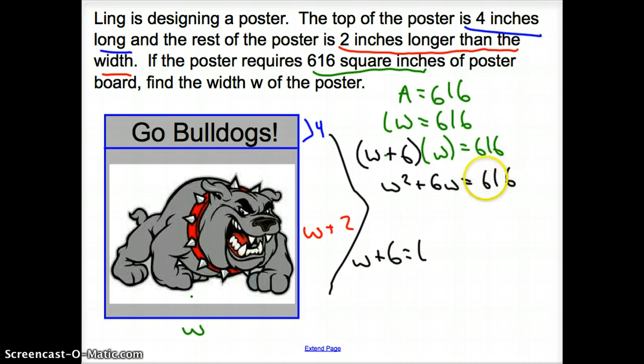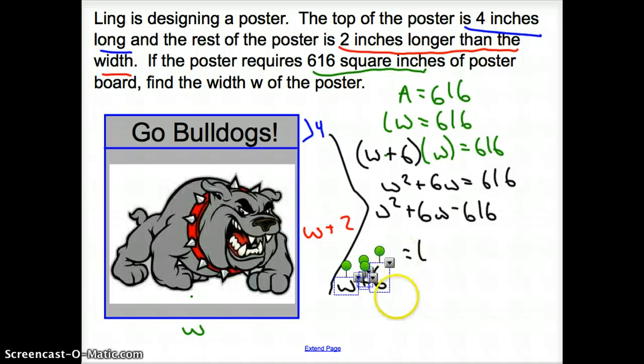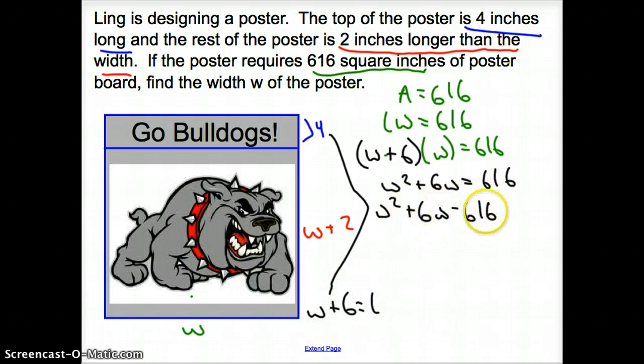Does this equal 0? No, it does not. All we have to do now is solve, so since it doesn't equal 0, we have to subtract it over to the other side, so it's W squared plus 6W minus 616, and I'm going to move this out of our way here. And now all we have to do is solve this guy for 0 once I finish writing equals 0. So now we have to factor it. Remember that we need factors that multiply to a negative 616 and add up to 6.